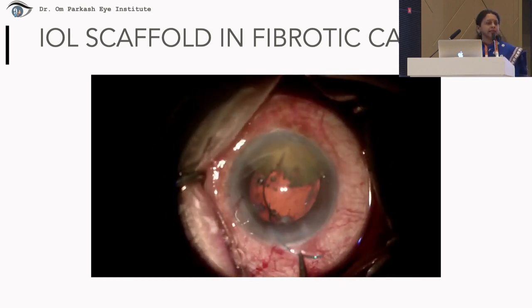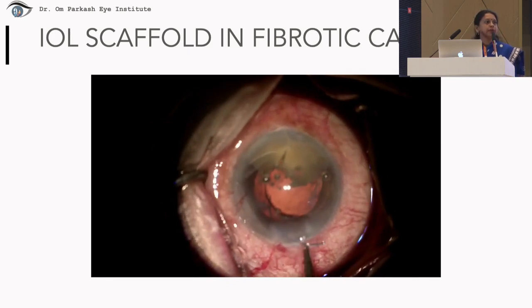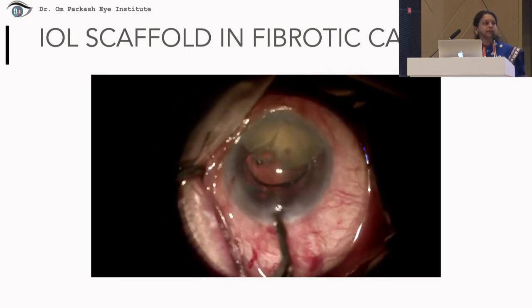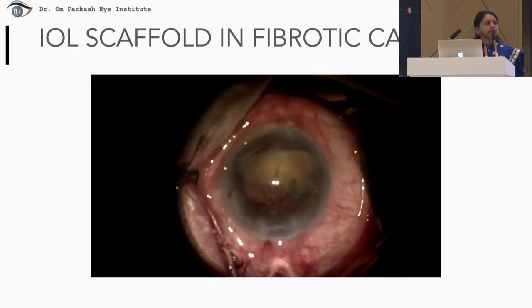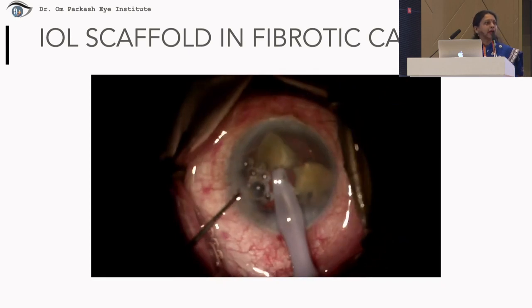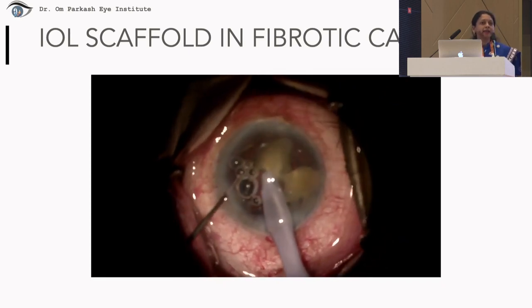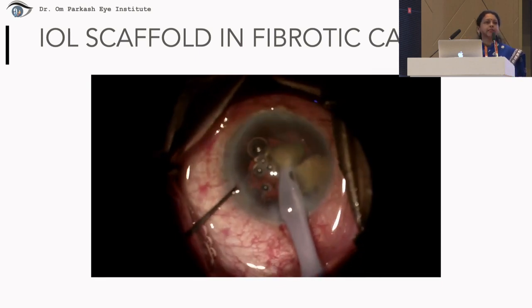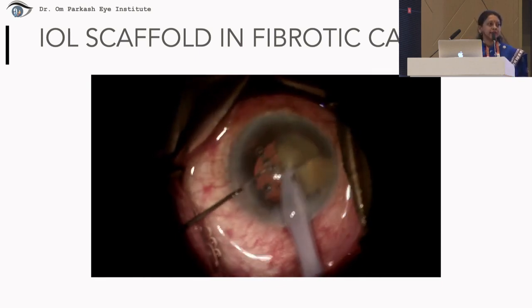The IOL scaffold technique is very good because it gives the surgeon the liberty to work at a deeper plane, and the corneal endothelium is protected at all times. Also, this IOL acts as a barrier. It acts as a posterior capsule so that the nuclear fragments are not dropped into the vitreous cavity.